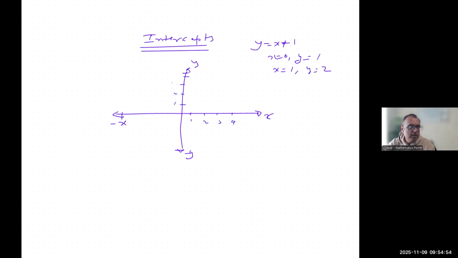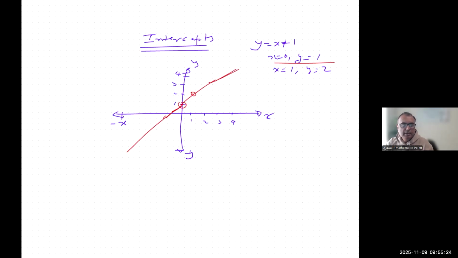Let's take a different color. x is 0, y is 1. That means that's my point. x is 1, y is 2. That's my point. Let's draw a straight line. All right.